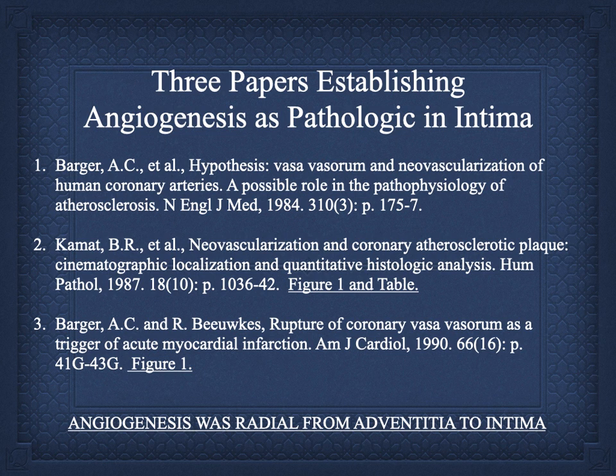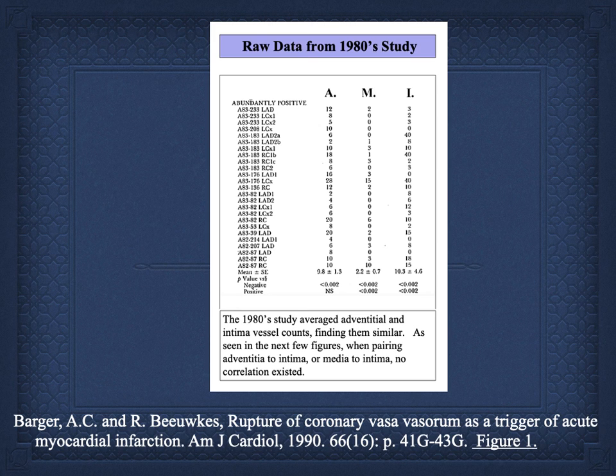But fortunately, in the third paper in particular, they published the data. And this is from that third paper. A is adventitia, M is media, I is intima, and it's the individual patients, which was critical in our analysis. If you just look at the averages for the adventitia and the intima, yeah, they're the same. But when you pair the data, you get a completely different story.